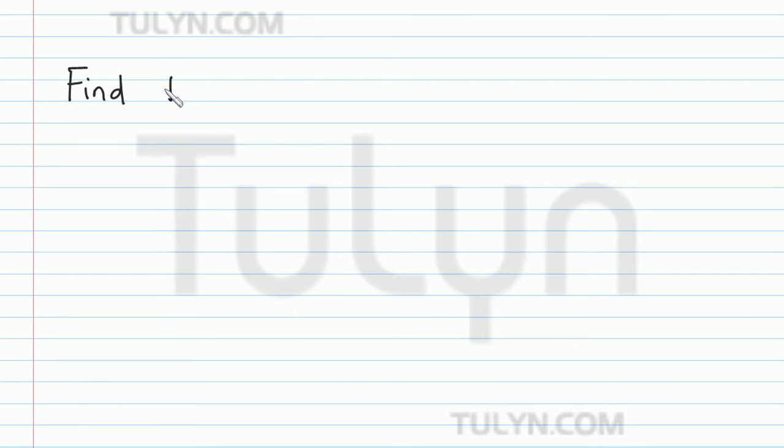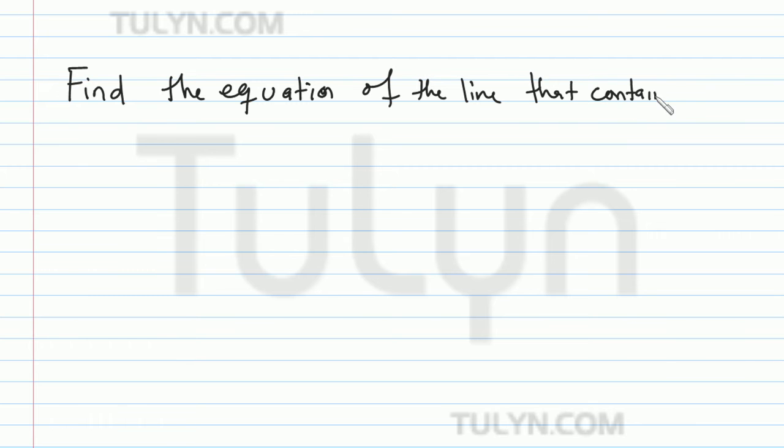Find the equation of the line that contains 2 points, and I'm going to let the first point be at coordinates 2, 3, and the second point be at coordinates 5, 5.